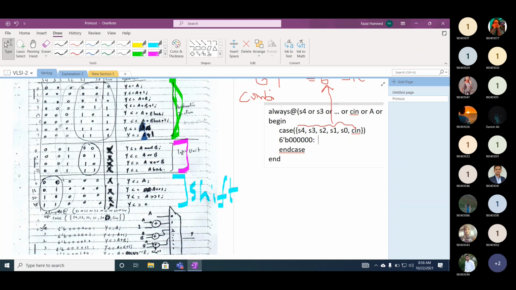The first case. What will be the output? Y. This is the first. Y is actually your output. Y is your output. A is your input. And now for the second case, 6'b000001. What is the output now? A plus 1. And you can go until the last case. You have to use case X because there is don't care.